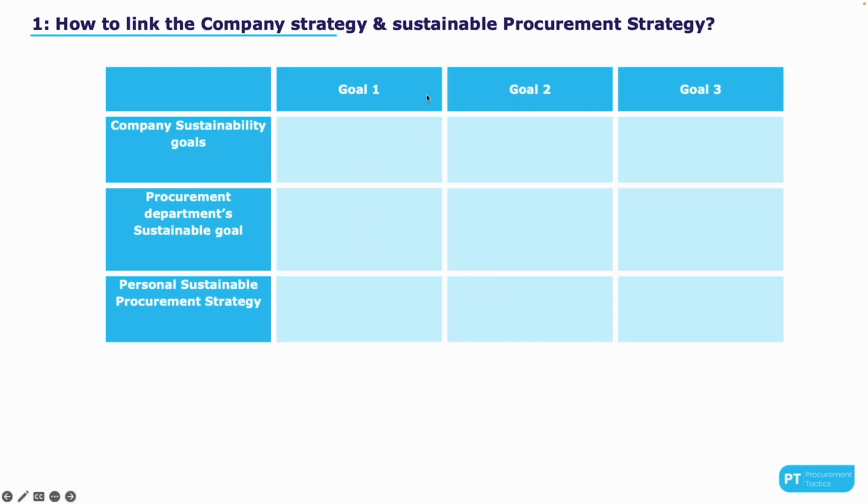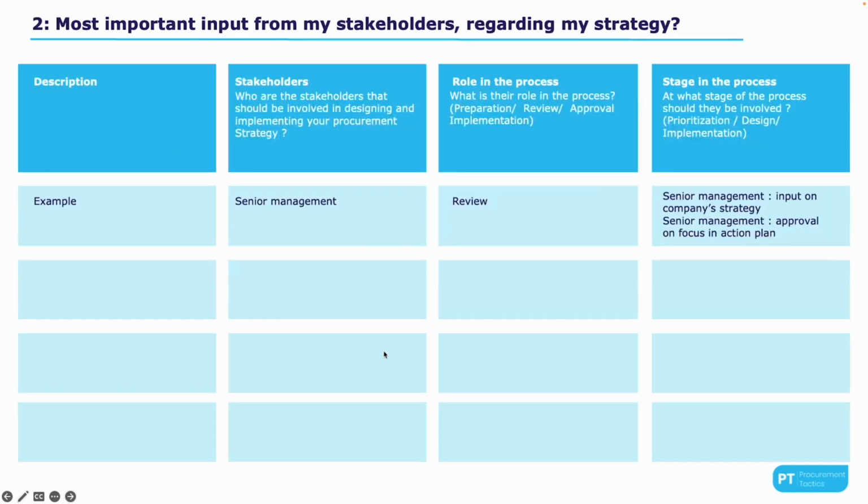So here you can list down the top 3 important goals for your company. Think of what those are for my procurement department team, and then of course what those are for me personally. That brings us to number 2, the most important stakeholder input.